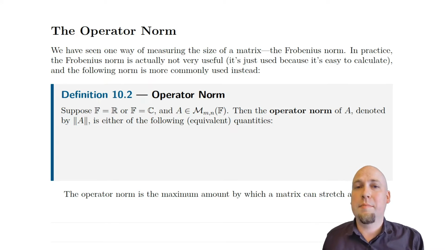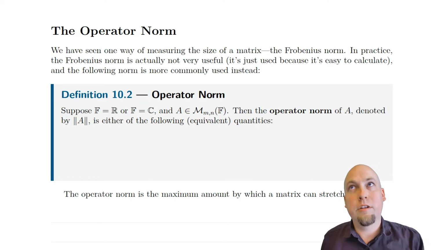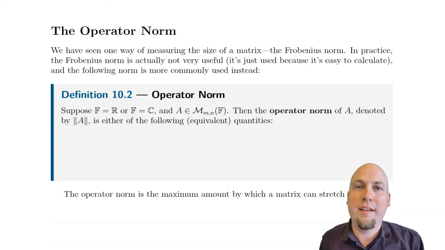Today we're going to talk about something called the operator norm, which, as its name suggests, is a way of measuring the size of a matrix. Earlier in this course we already saw one way of measuring the size of a matrix.